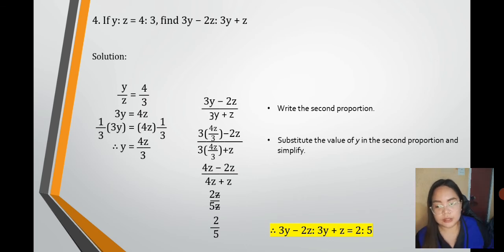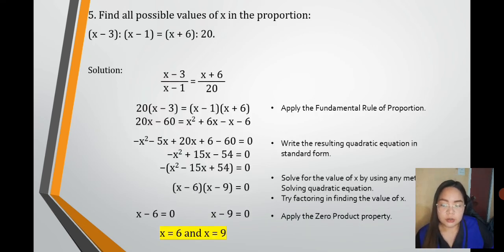Okay. So, last example. Find all possible values of x in the proportion. So, quantity x minus 3 is to quantity x minus 1 is equal to quantity x plus 6 is to 20. So, apply the fundamental rule of proportion. We have 20 multiplied to quantity x minus 3 is equal to quantity x minus 1 multiplied by quantity x plus 6. Ang makukuha natin is 20x minus 60 is equal to x squared plus 6x minus x minus 6.